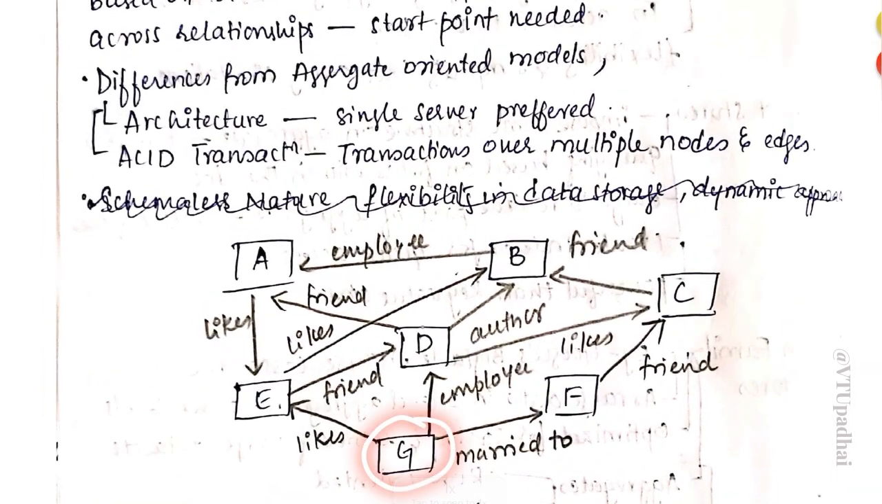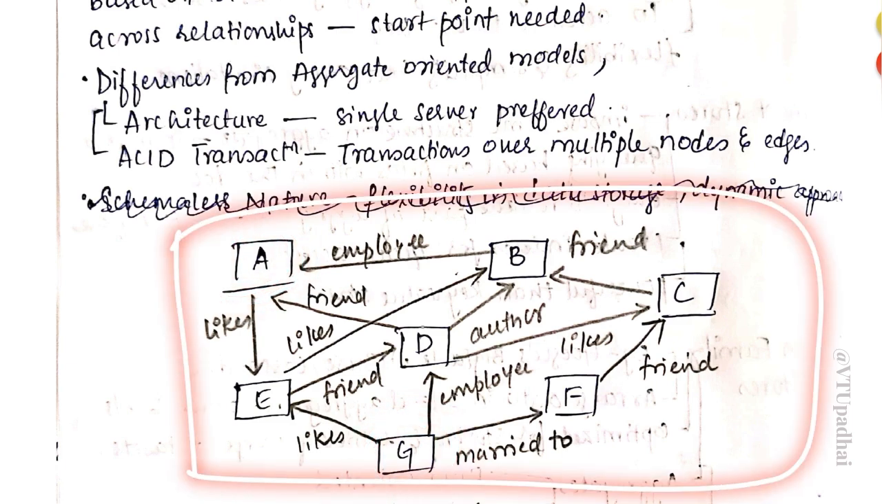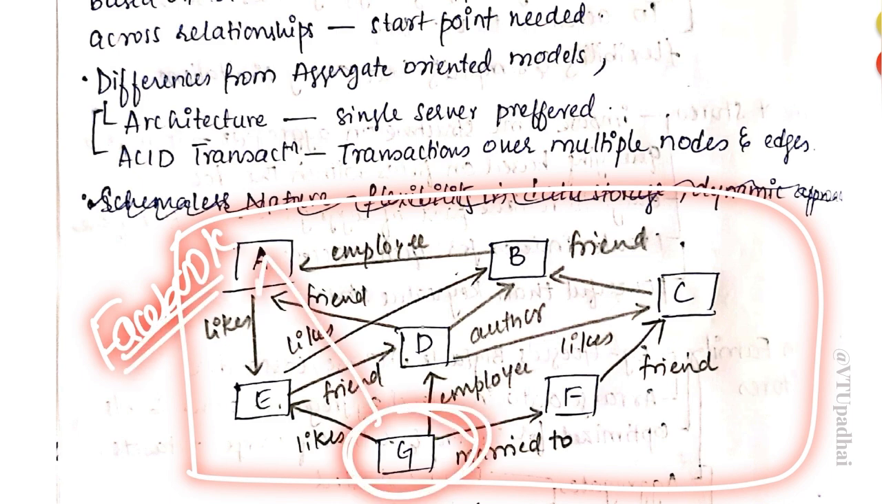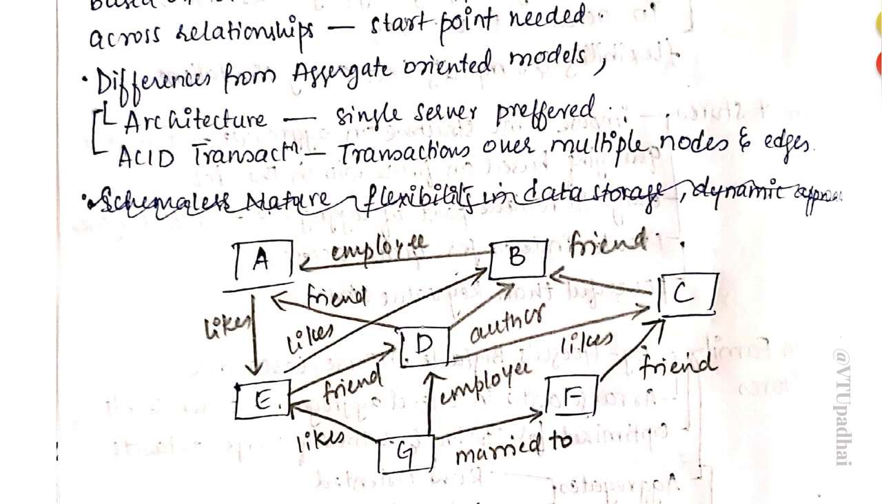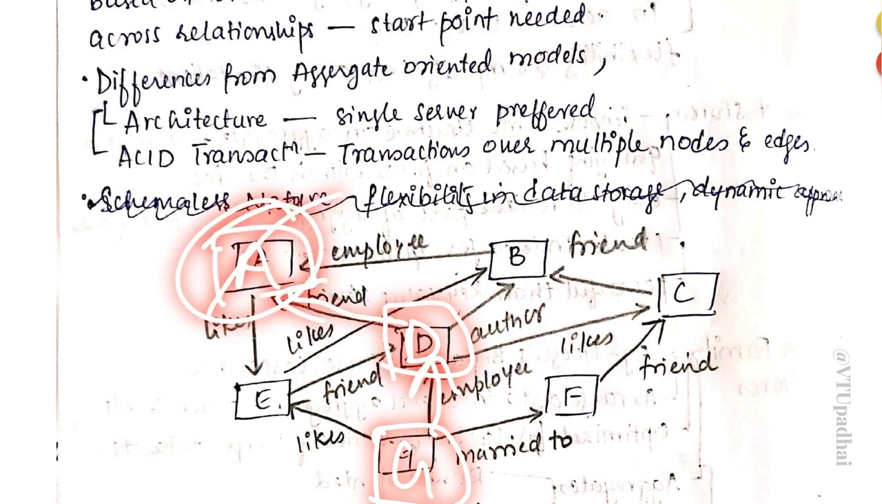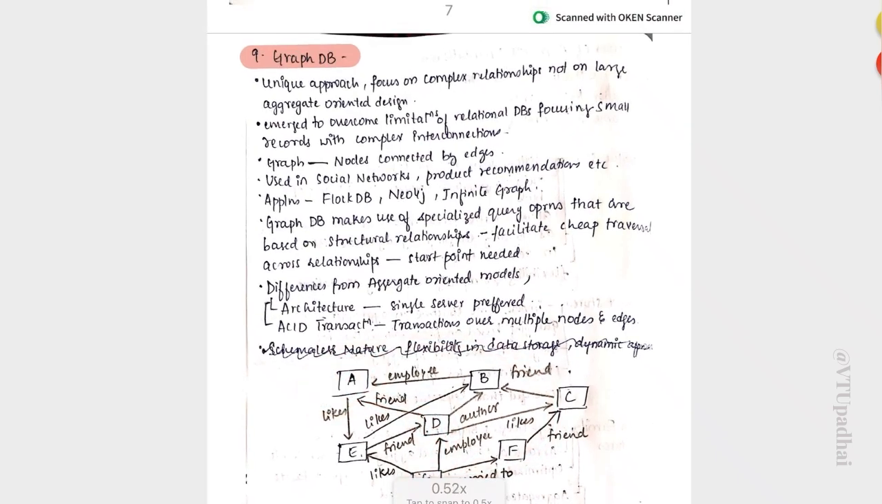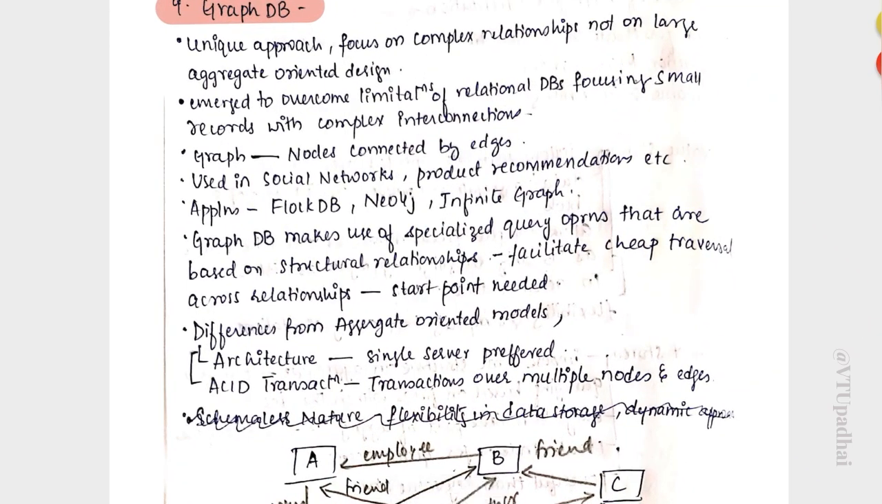Suppose G wants to get details of A. Suppose this is a Twitter account, let's say, or a Facebook account. If G wants to retrieve the data of A, then G will search A in the search bar. This data retrieval happens through a set of sequences or patterns. G is an employee of D and D is a friend of A, so thereby A's details could be fetched that way. It is used in complex interconnections, examples of which can be seen in social networks, product recommendations, and so on.